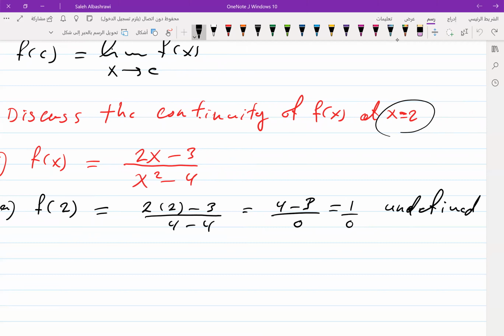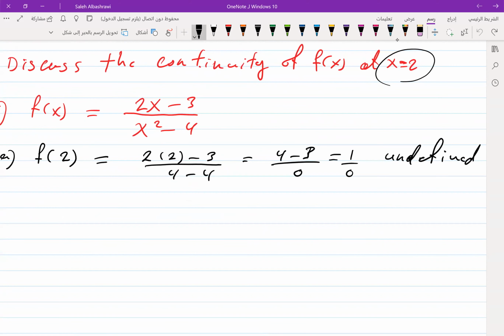And this is violating the first condition. So the first condition is not satisfied. Then there is no need to check the second or the third condition. Since the first condition is not satisfied, we say that the function f of x is not continuous at x equal to 2.